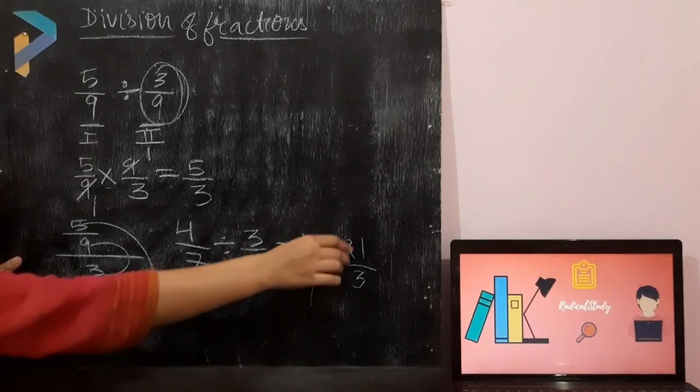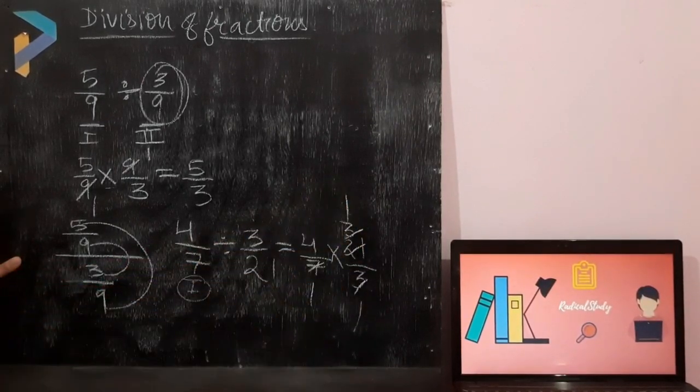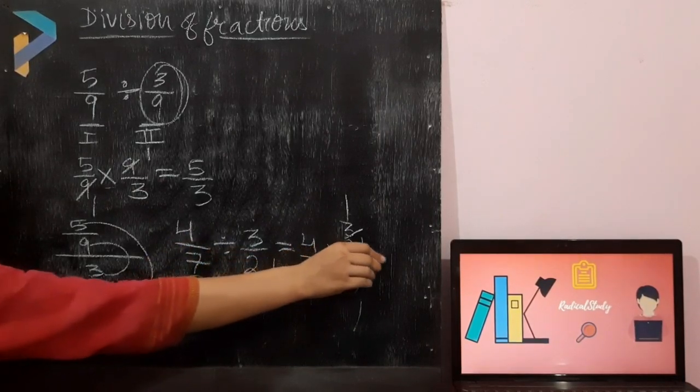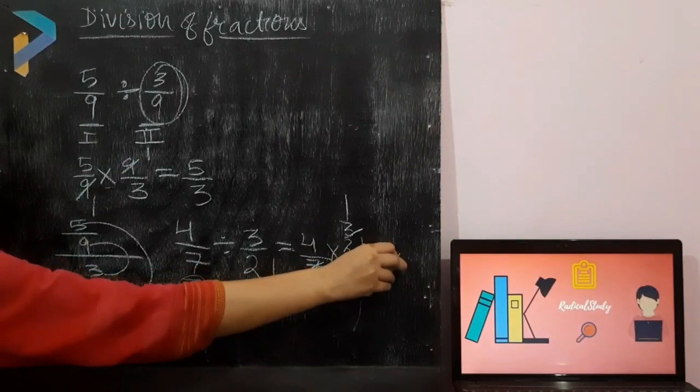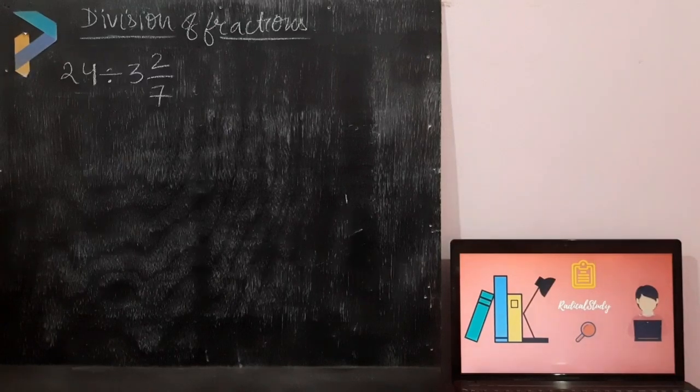Now 7 ones are 7, 3 sevens are 21. So 3 ones are 3. So what will be the answer of this division? The answer of this division will be 4. Now to explain you further, I am going to take some more examples. Please pay attention.